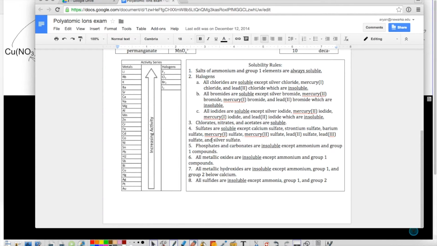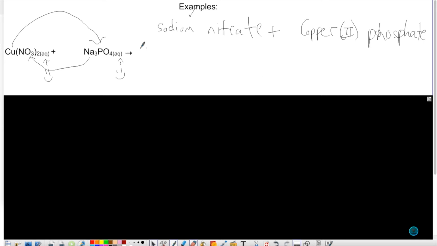Okay, so sodium phosphate is soluble because it's with a group 1 compound or group 1 atom. Okay, copper 2 phosphate is going to be a solid. So this is going to be our precipitate. All right, so the formation of precipitate means that a reaction happens.